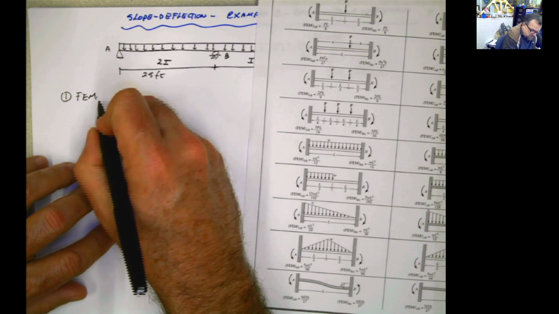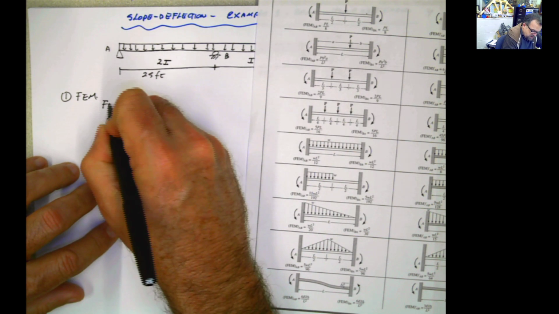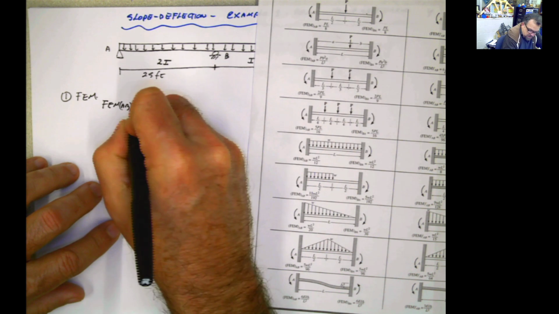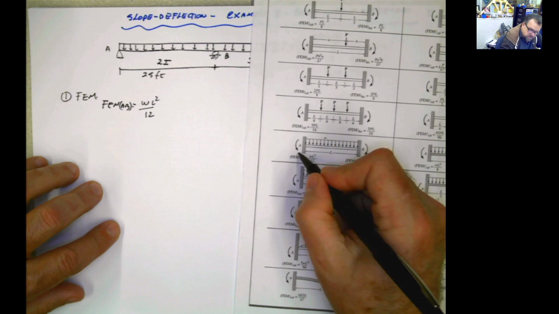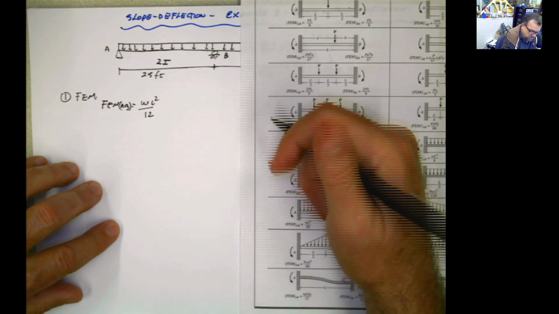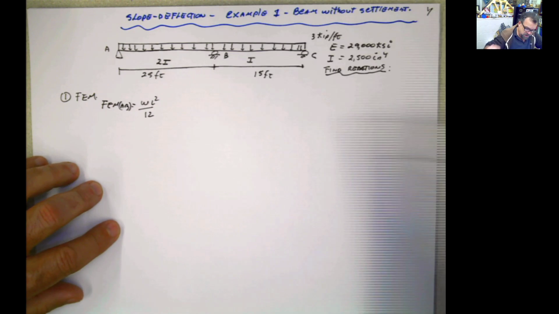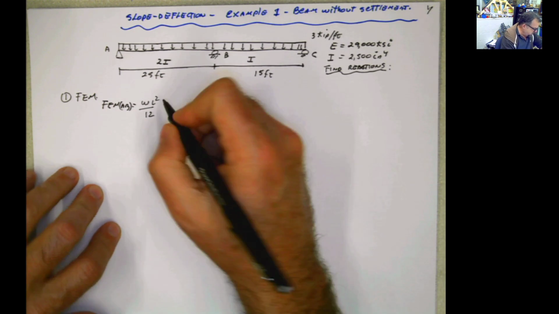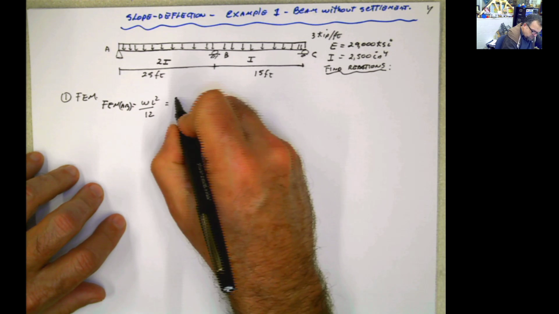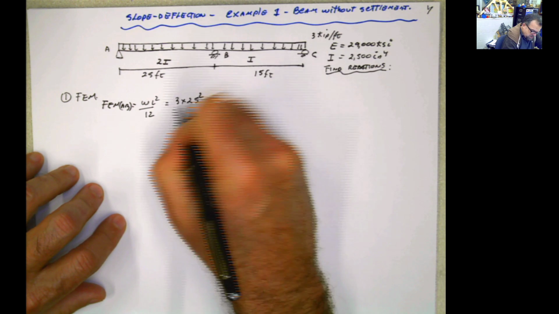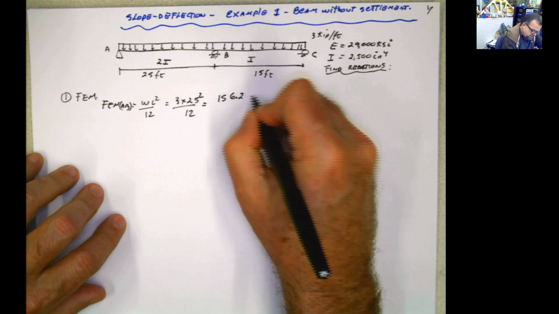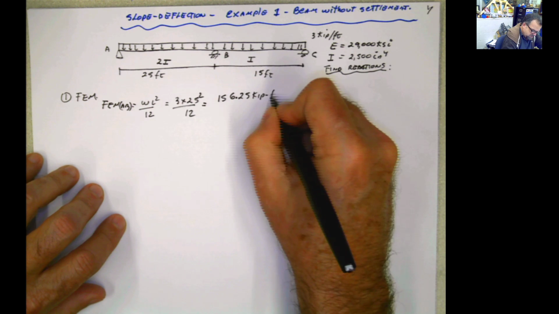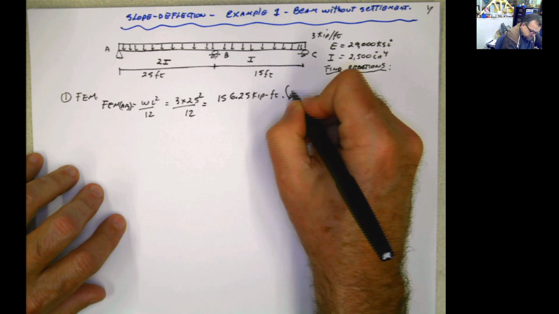So the fixed end moments, and we can start with fixed end moment AB. It's gonna be WL squared divided by 12, and it's gonna be in this direction. That direction means positive for our convention. So the fixed end moment AB is going to be equal to 3, the value of the load, times 25 squared divided by 12, and that's gonna be 156.25, which is positive.